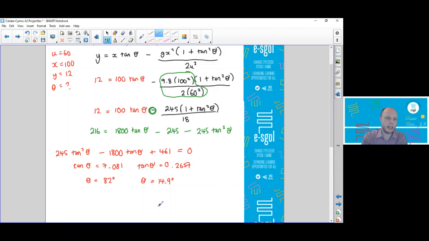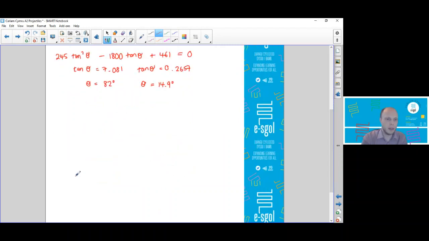Okay, 3 significant figures. Why are there 2 answers? Well, what's happening there is, whoops, let me undo that, that's terrible. Put a straight line on.